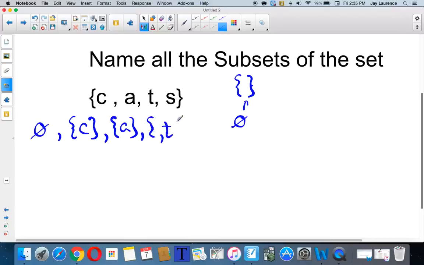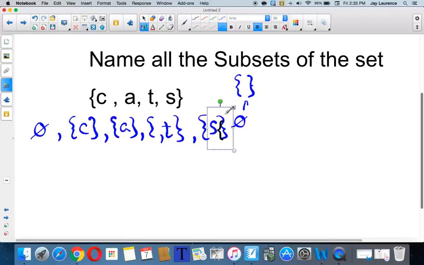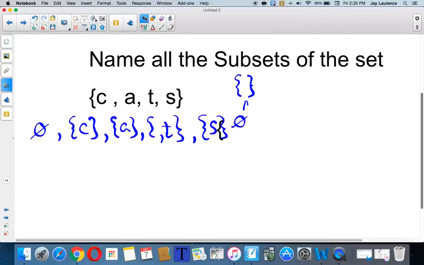Put a little fish hook on there. And then, of course, there's S. I do this very systematically because I don't want to miss any. So first I wrote down the empty set, the set with no members, and then I put all the subsets that have one member. And I may actually type the rest of this here because it'll look better than me writing it. So hold on a second here.